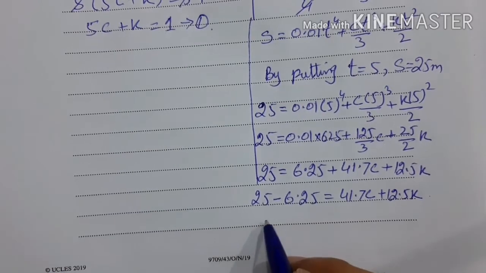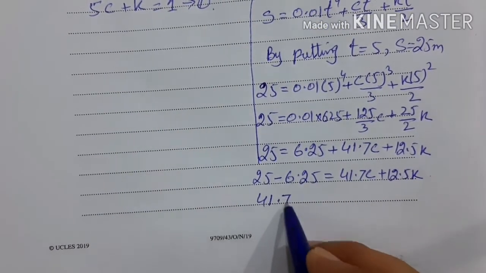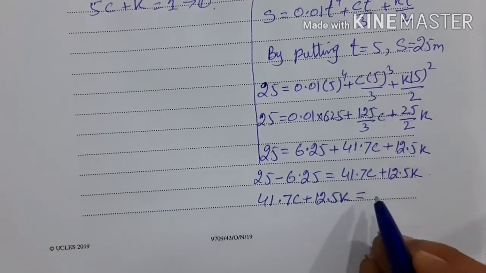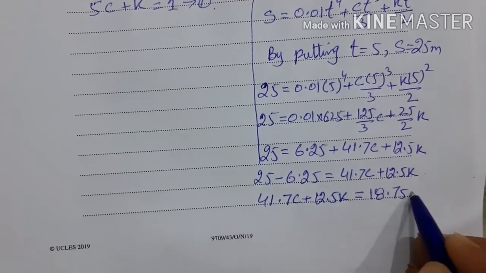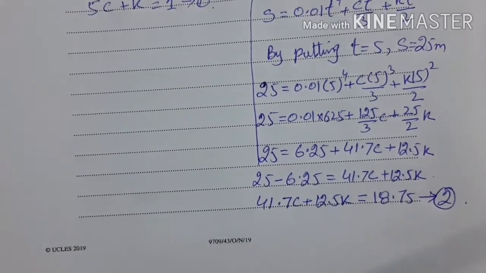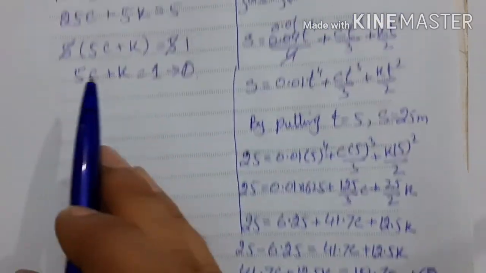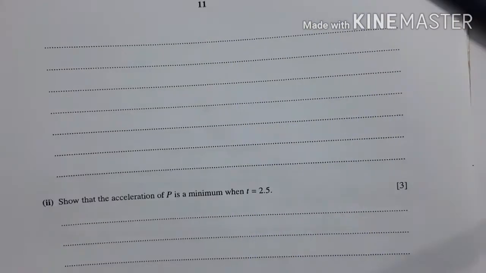So the final equation will be 41.7c plus 12.5k is equal to 18.75. This is equation number 2. So this is 1, this is 2. We'll solve them simultaneously on the next page.